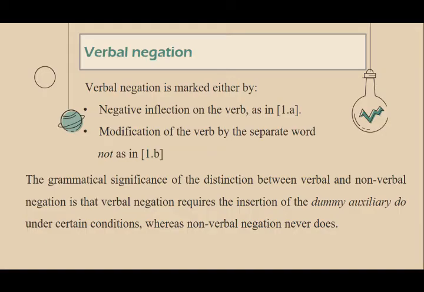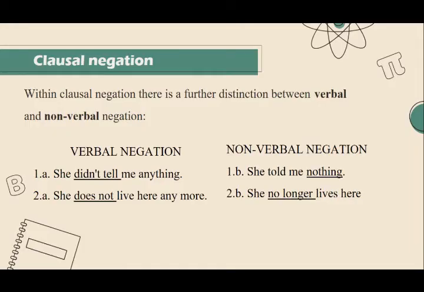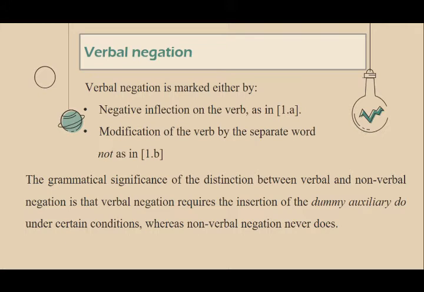So verbal negation is marked either by negative inflection on the verb or modification of the verb by a separate word, just like in the examples here: she didn't tell me anything and she does not live here anymore. The grammatical significance of the distinction between verbal and non-verbal negation is that verbal negation requires the insertion of the dummy auxiliary do under certain conditions, whereas non-verbal negation never does.